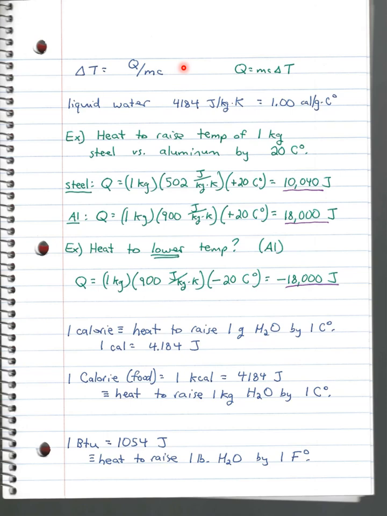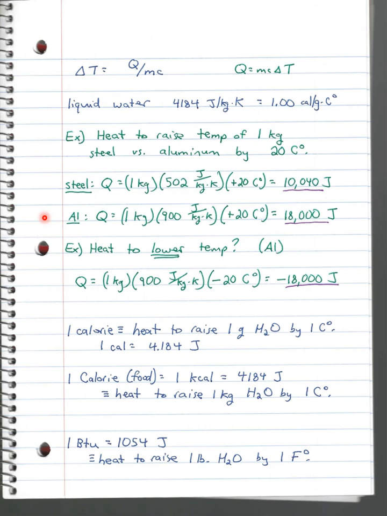So we look at this example, the heat to raise the temperature of 1 kilogram of steel versus aluminum by 20 Celsius degrees. If you're talking about steel, the heat we put in is, using the equation Q equals mc delta T, m, 1 kilogram, times c, 502, times 20 Celsius degrees. Notice I put in a plus sign there because it's going up in temperature. So it's going to be a positive 10,040 joules. However, if we want to do the same with aluminum, raising its temperature by 20 degrees, we have to put in more heat because it's more resistant to that heat, 18,000 joules.